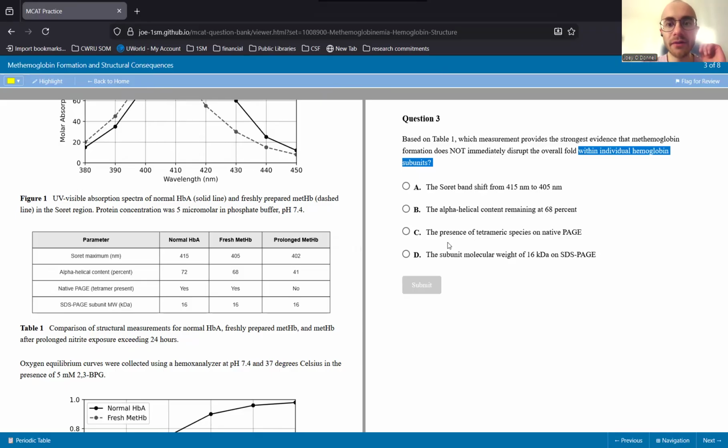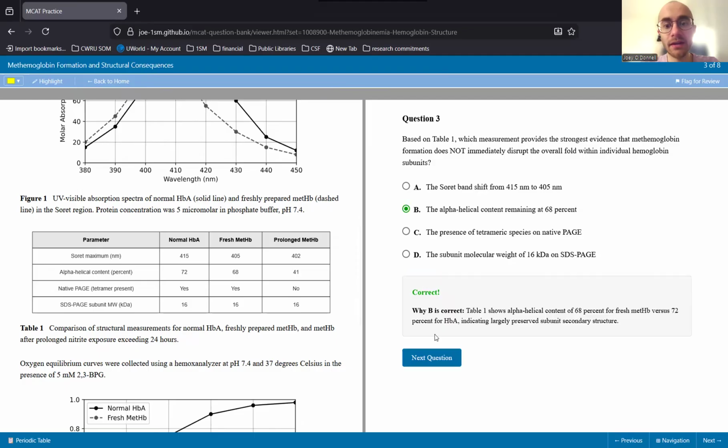In contrast, what we see here, the Soret band shift is just something we don't really know what that is. That's okay. You're going to be given things that you don't know the meaning of. That just happens. The alpha helical content, that implies roughly similar patterns of bonding. We can see we only go from 72 to 68. So that could mean that things are roughly similar. And the subunit molecular weight of 16 kilodaltons on SDS-PAGE. Well, molecular weight doesn't say anything about folding. It just means what amino acids do you have and how many. So I'm looking at answer choice B here. That looks the best, and life is good.